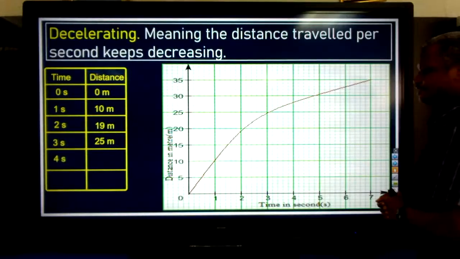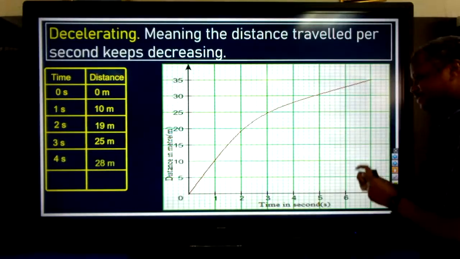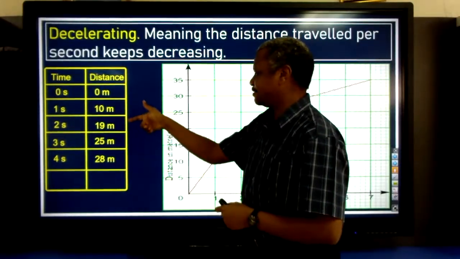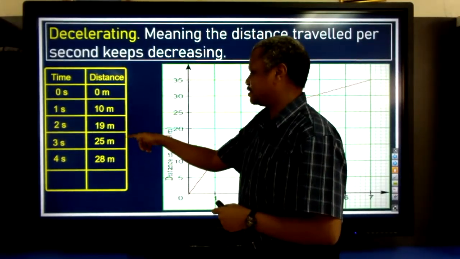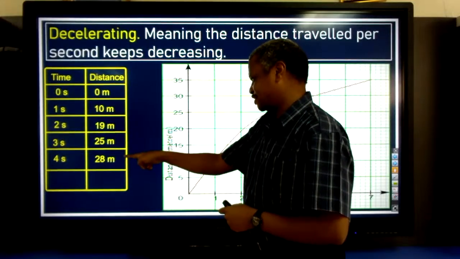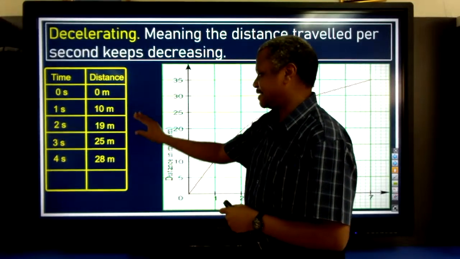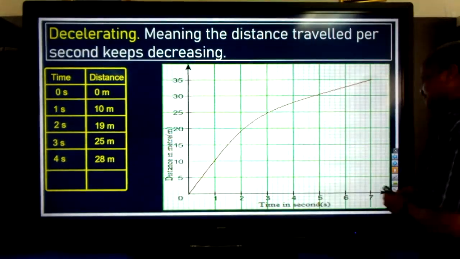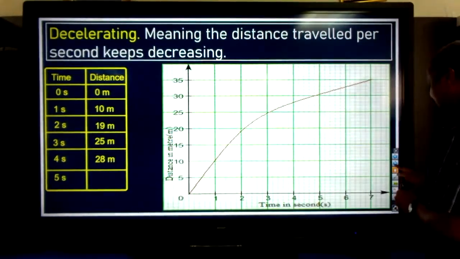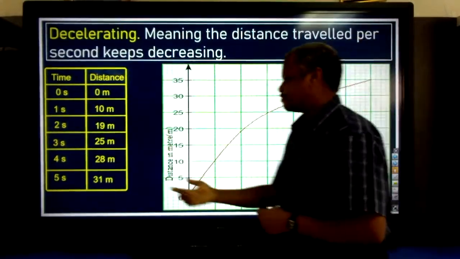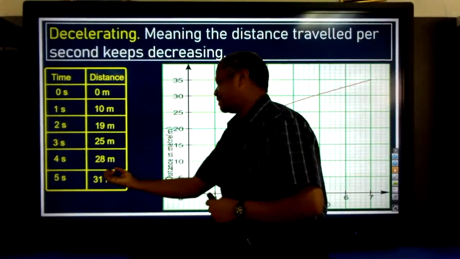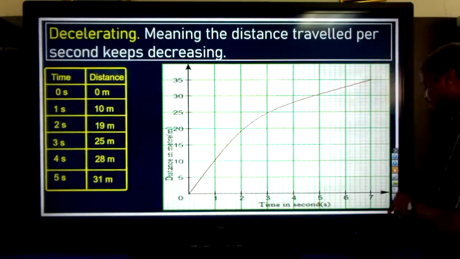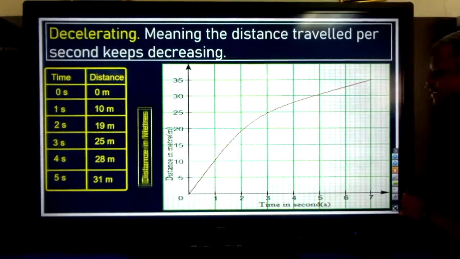The distance traveled. At 4 seconds, again, there's a decrease. Here we have a difference of 9. Here we have a difference of 6. And here we have a difference of 3 meters. Right? You can see there's a decrease in the distance traveled. And then at 5 seconds, there's again a decrease from 28 to 31. That's a difference of what? 3 meters. Right?